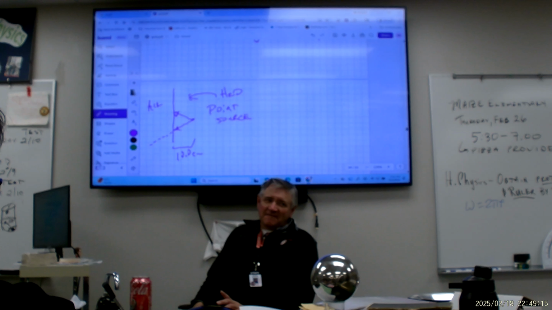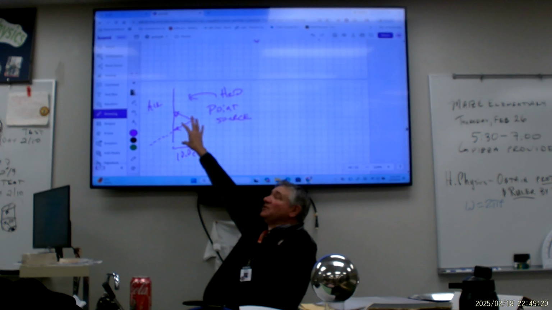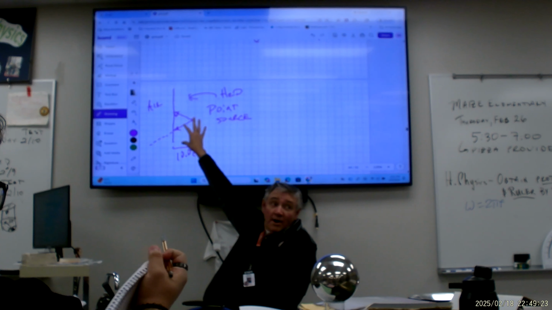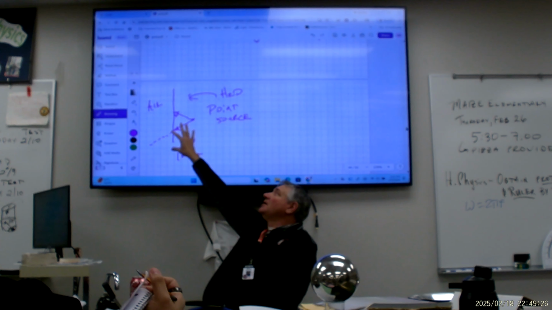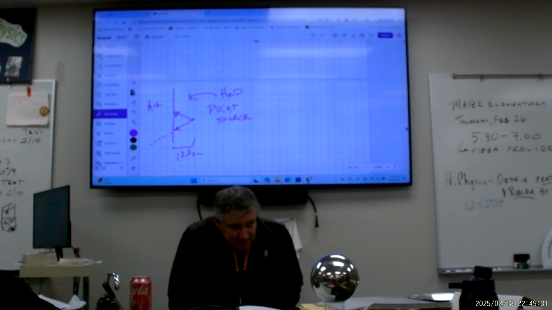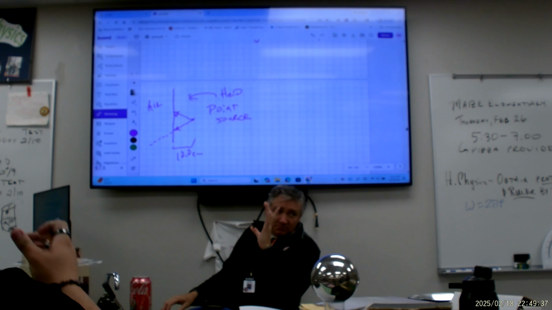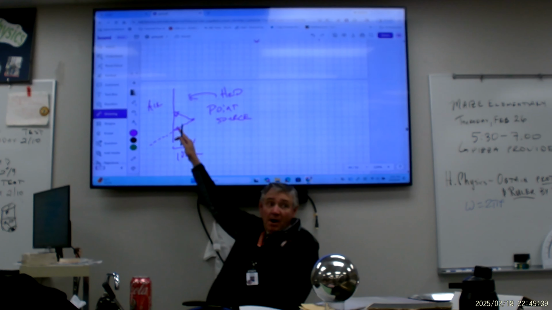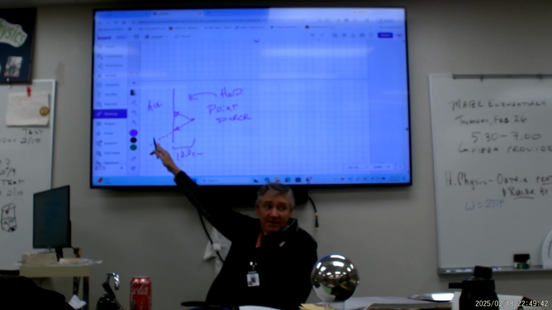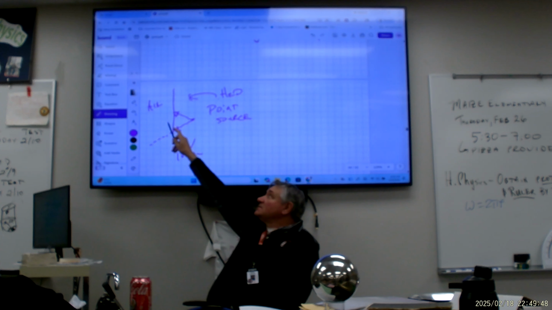Hold on. So this is the path. You're in water. You're going into air. What's it going to do? Speed up, right? So imagine this is the axle of the car. This is thick mud. This is dry pavement, right? So as this comes up, this is going to hit the dry pavement first. So what's it going to do?